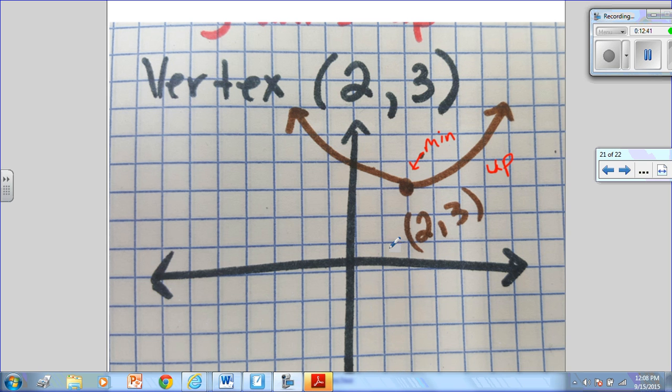Okay, for your description for this, because you do have that in your paper, the descriptions, guys, are just what we wrote up here. 2 to the right, 3 up, vertical compression. And since it's a vertical compression, notice that my parabola is kind of wider. If you don't get that part, that's okay. We're going to deal with that a little bit more later. But compression just means that the graph kind of got squashed. Stretch means the graph kind of got pulled up. Okay, so that's it for that.